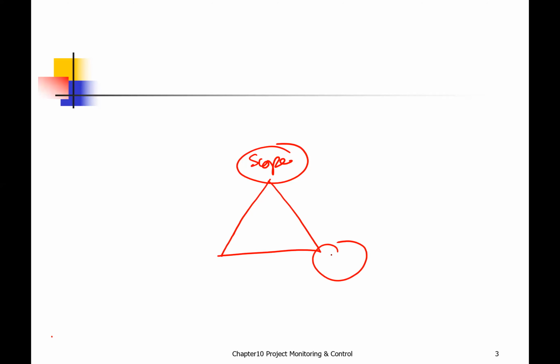First, I draw something like this: scope, and then I put a triangle here, call it cost, and then time, and then quality, safety and health, and then environment. So what is this thing? This is basically the objective of project management. Construction management, project management is all interrelated.